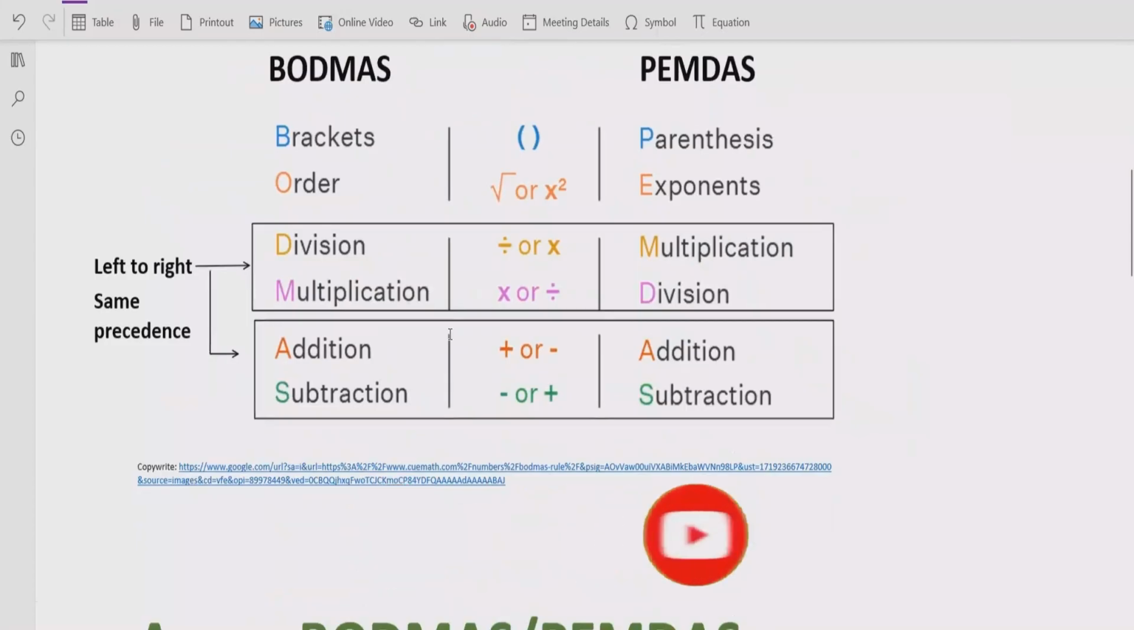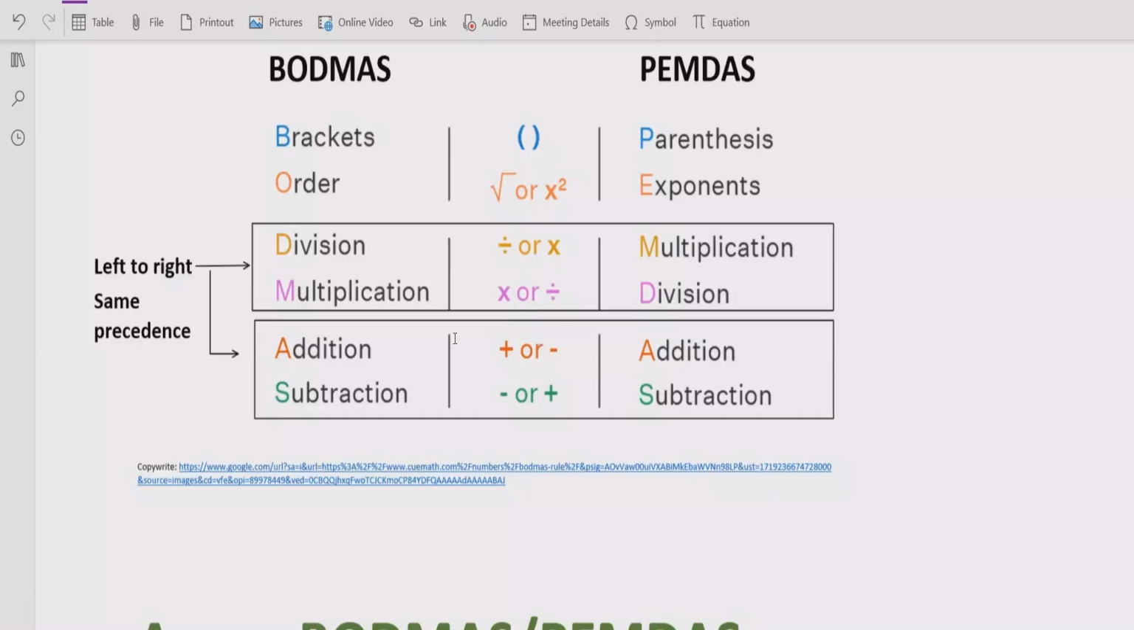Now, let's recall what the rules are which we can apply to solve the given arithmetic expression. As you can see, there are two rules we will discuss here, WordMath and PEMDAS, which we can apply to solve any arithmetic expression. The rule says if your expression contains any bracket or parenthesis, you have to solve that part first. Step number 2 is you have to see the order or exponent part in your expression and you have to solve this part after the bracket.